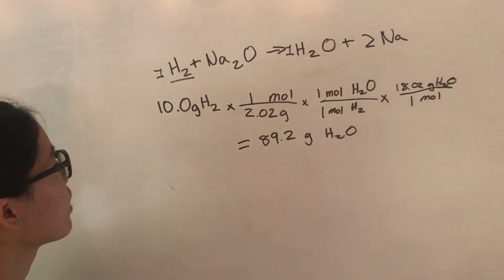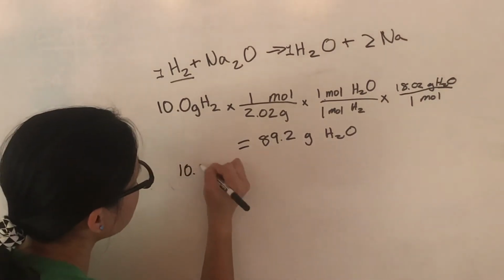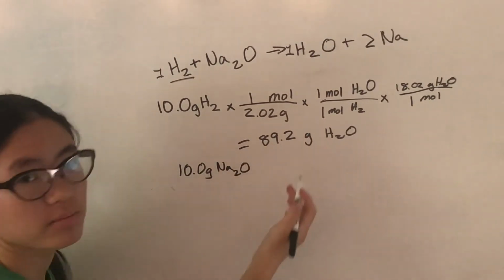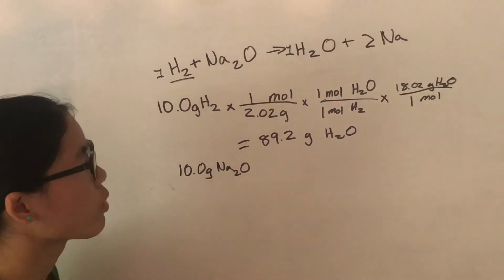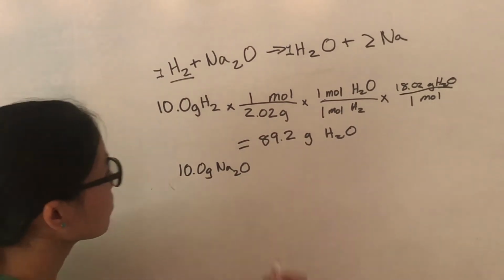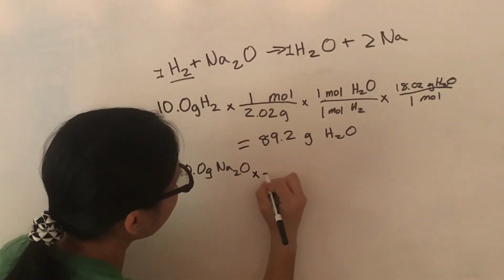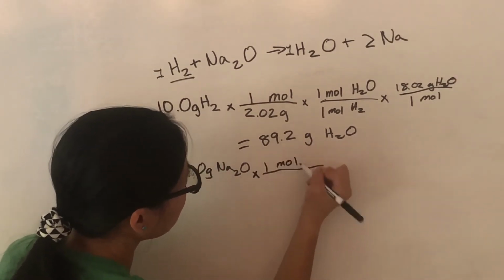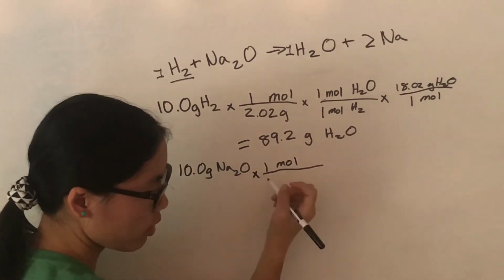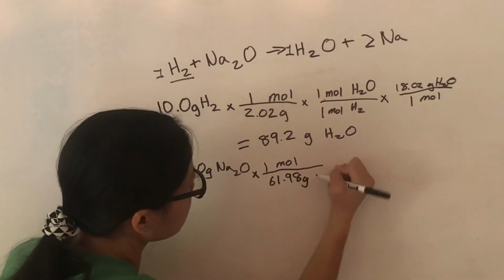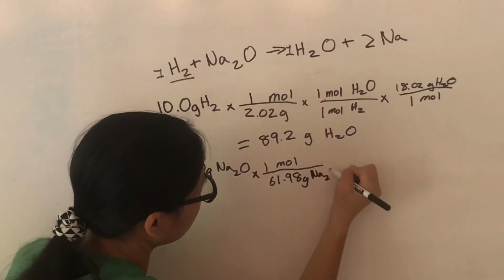But now you want to figure out, well, you have 10.0 grams of sodium oxide also, right? How many grams of water will that produce? And whichever one produces the least amount of water is the limiting reactant. So again, you multiply this by the molar mass, so 1 mole all over, for sodium oxide, the molar mass is 61.98 grams, Na2O.